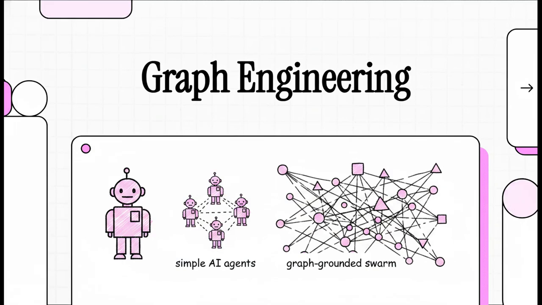All right, welcome to This Explainer. Today, we are unpacking a seriously fascinating architectural shift happening right now in AI. We're talking about the evolution from simple, isolated AI agents all the way up to massively collaborative, graph-grounded swarms. So if you're out there building with LLMs and wondering, hey, how on earth do I actually structure these systems to scale? Well, you're in the exact right place. Let's get right into it.